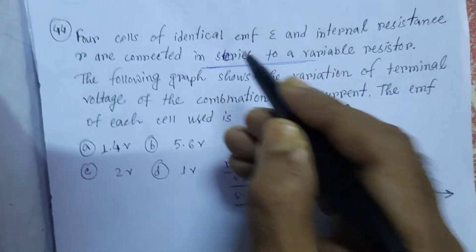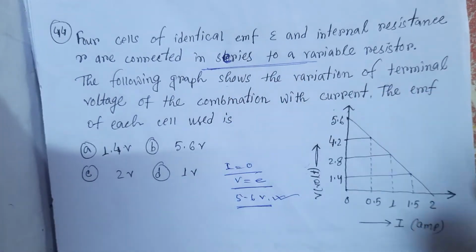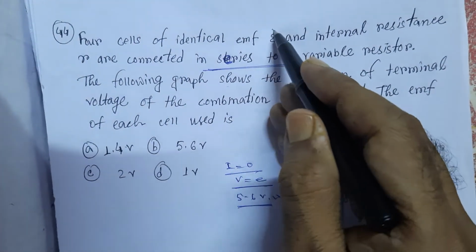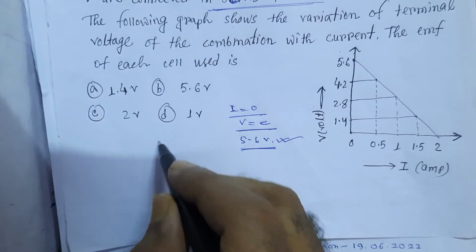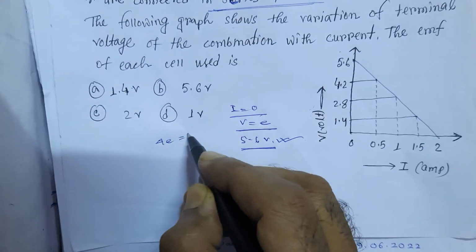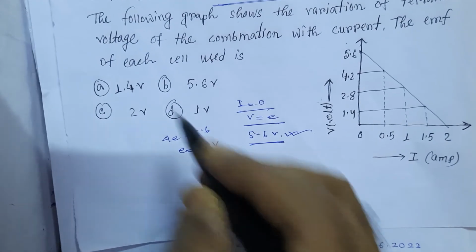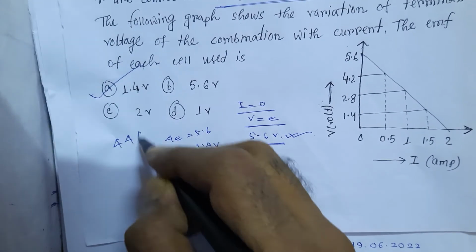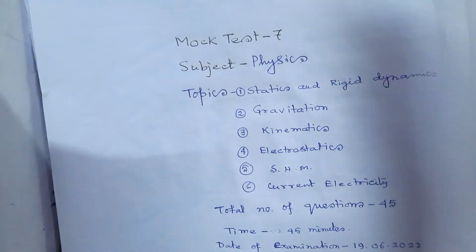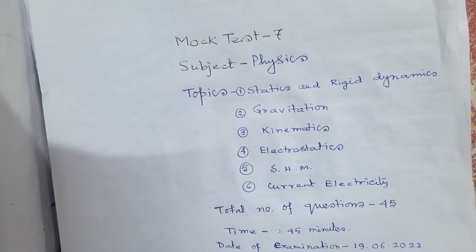In series combination, having EMF E each, 4E equals 5.6 volt. E equals 1.4 volt. So our correct choice is A. Correct choice to question number 44 is A. Now let us take the last question.